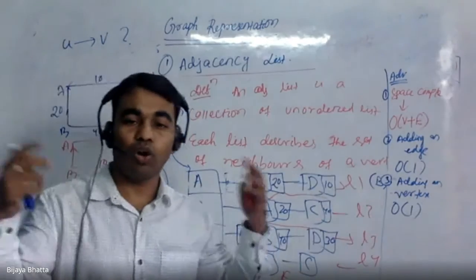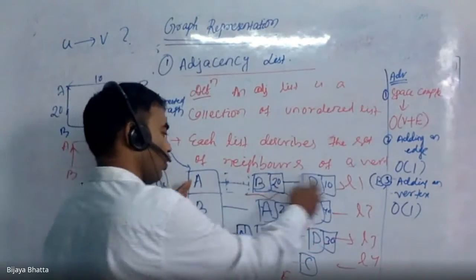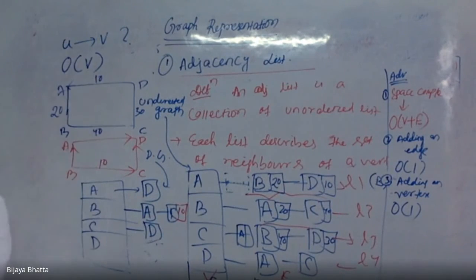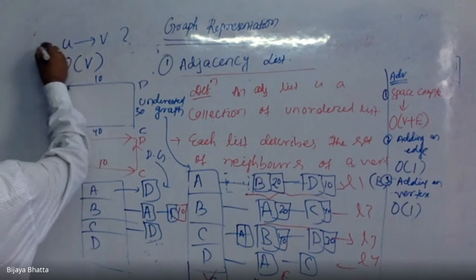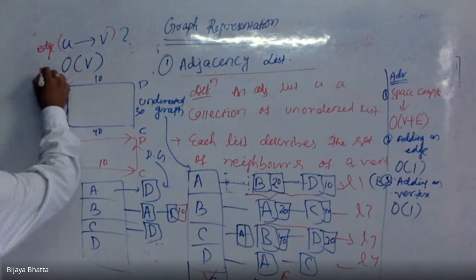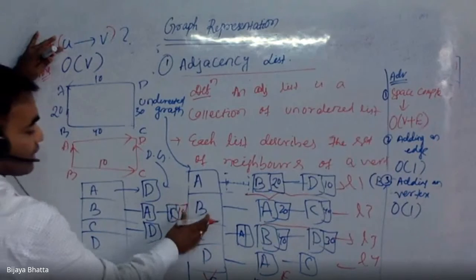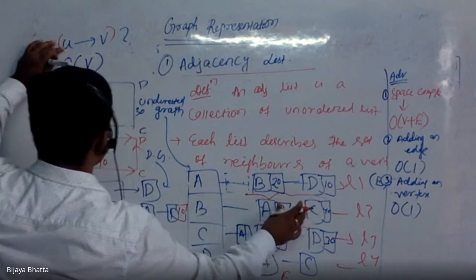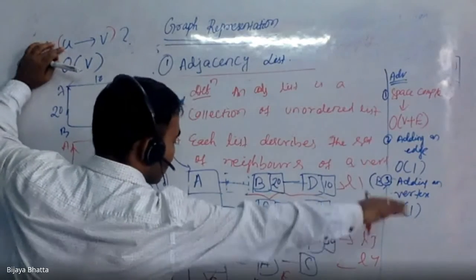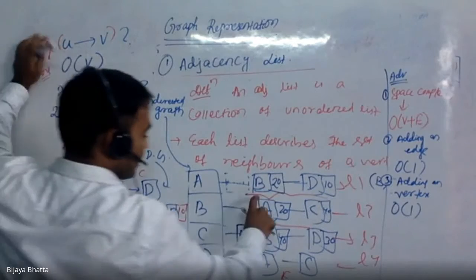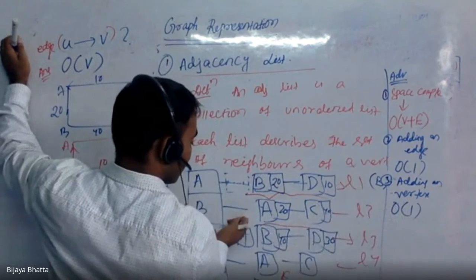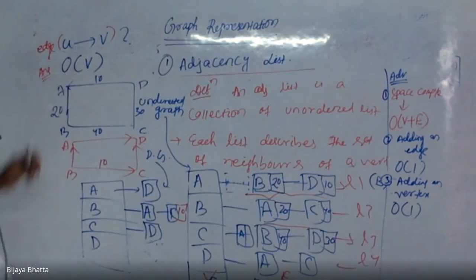Suppose A is connected to all the vertices. That means in the worst case, you need to scan all the vertices in order to find whether there exists an edge from U to V. You need to go to this U vertex, U meaning any vertex, and see whether U is connected to V. In the worst case, if it is not connected, you need to scan the whole list. How many vertices are there? That many can be the size of the list. So the size can go up to order of V.